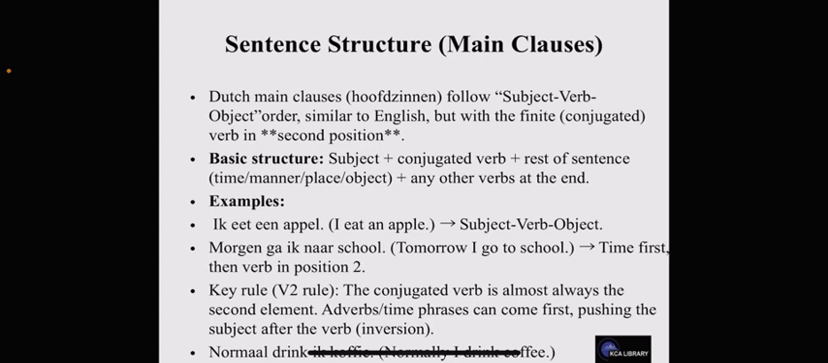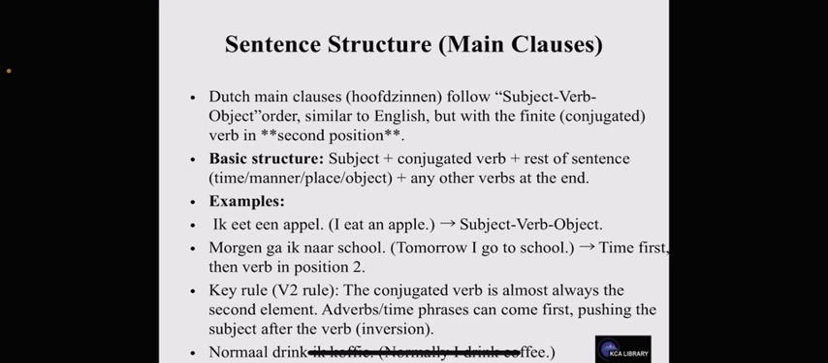Sentence structure, main clauses. Dutch main clauses, hoofdzinnen, follow subject-verb-object order, similar to English, but with the finite, conjugated, verb in second position. Basic structure: subject plus conjugated verb plus rest of sentence, time, manner, place or object, plus any other verbs at the end.